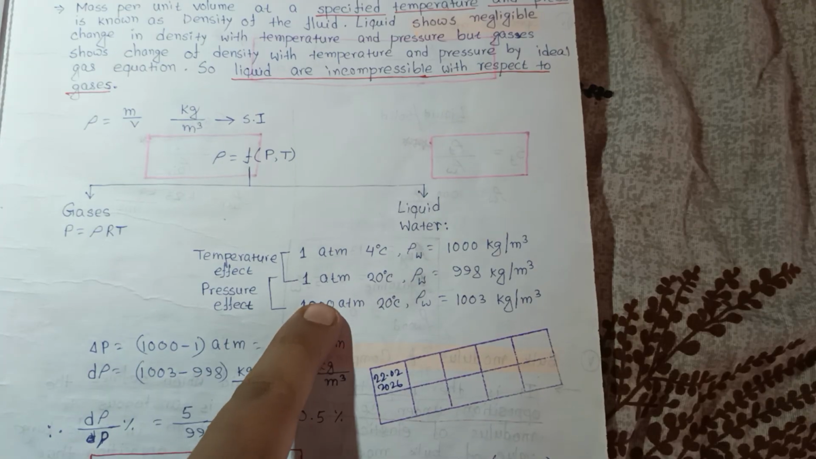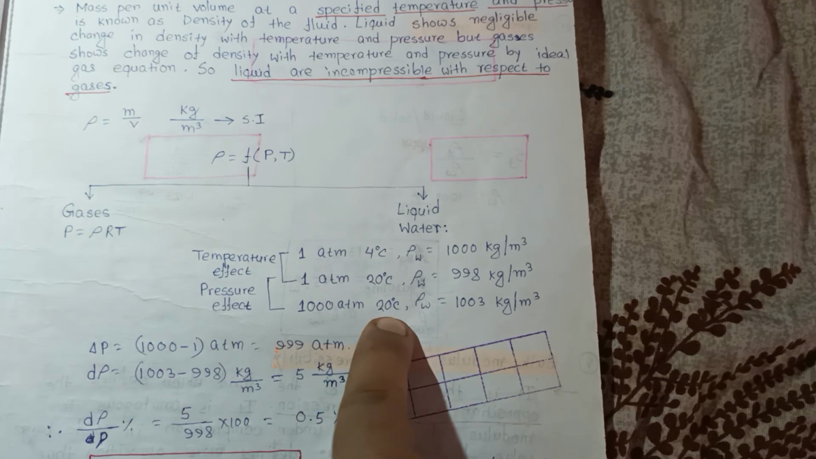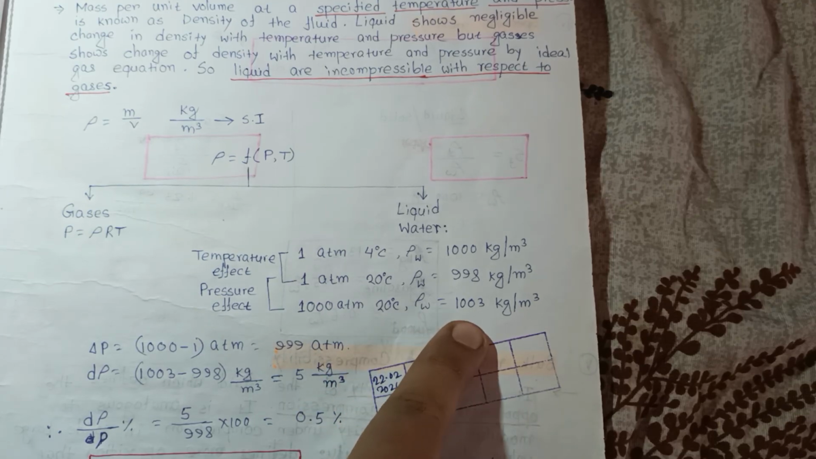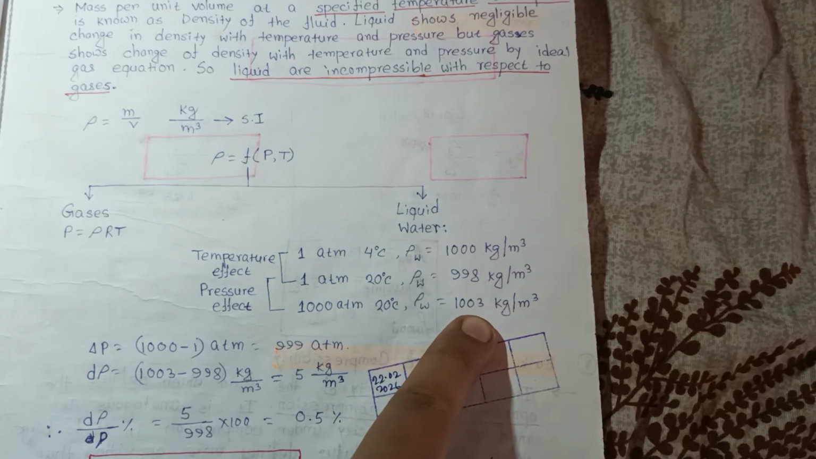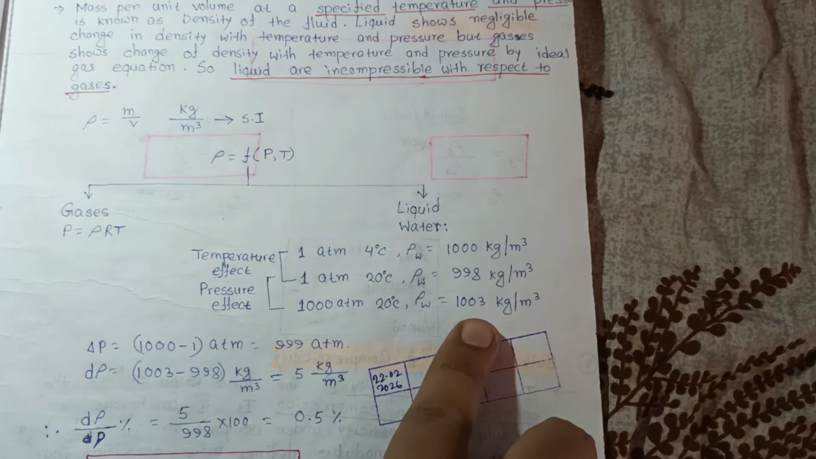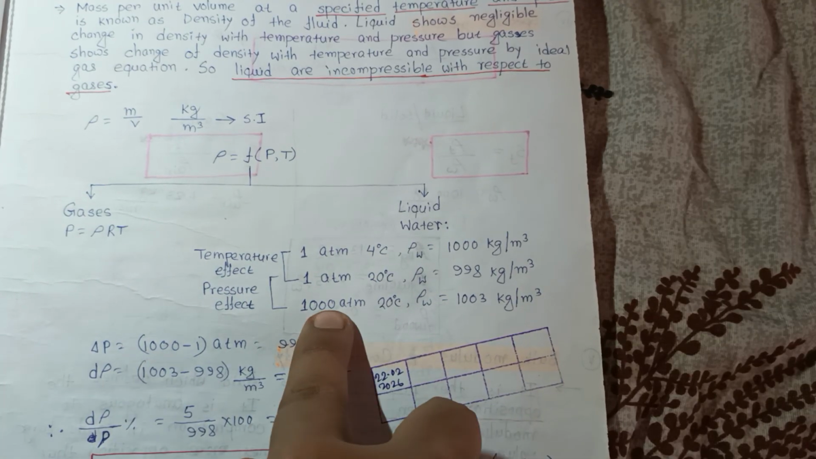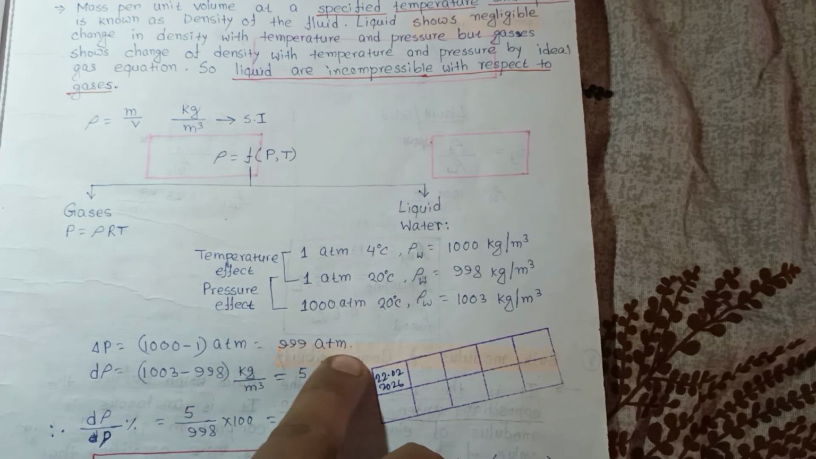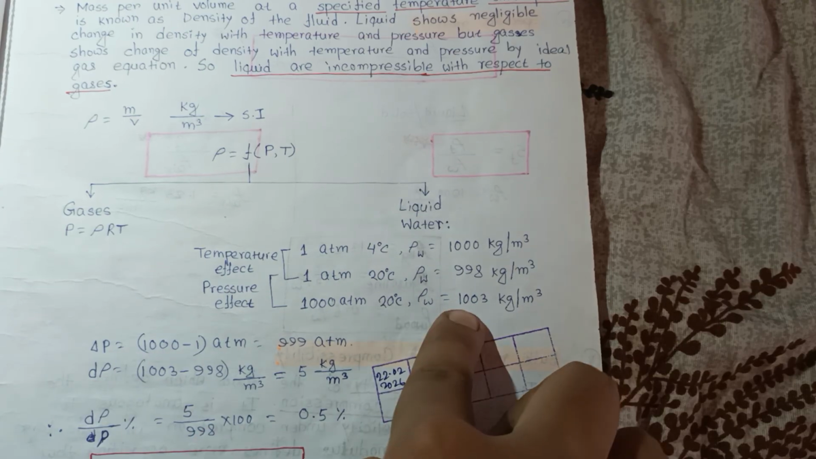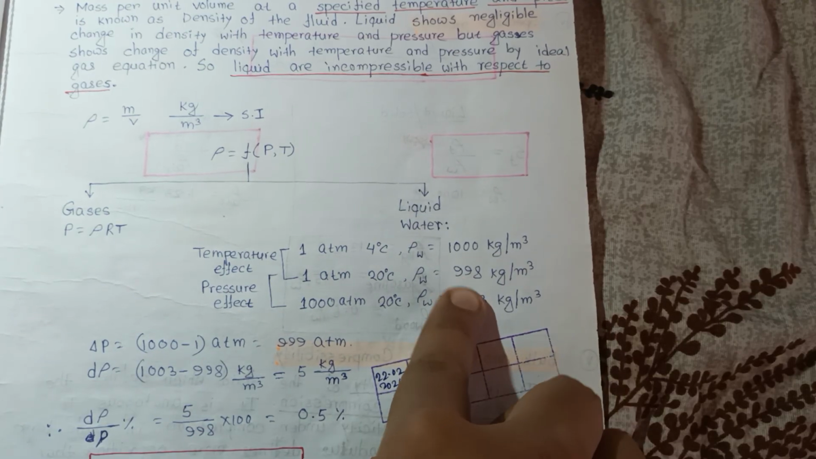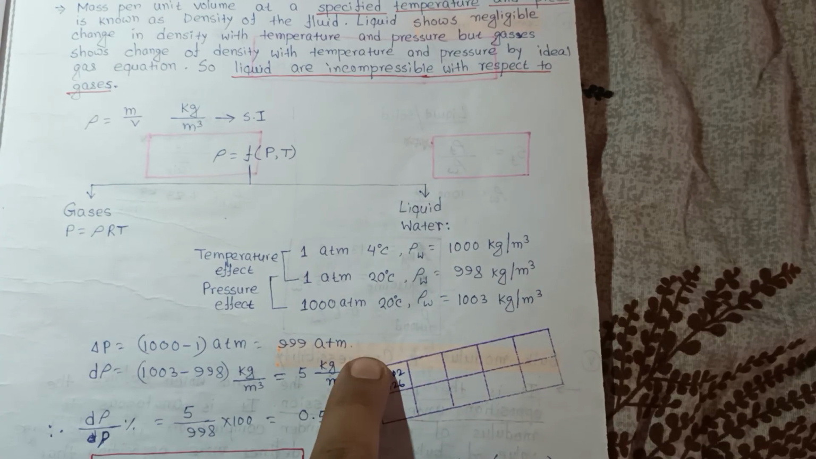If the pressure is highly increased, that is 1000 atmospheric pressure and 20 degrees Celsius temperature, the density of water is 1003 kg per meter cube. So not too much increase, only a little increment. Here the pressure difference delta P is 1000 minus 1, that is 999 atmospheric pressure. The lowest density is 998 and the highest density is 1003, so the density difference is 5 kg per meter cube.